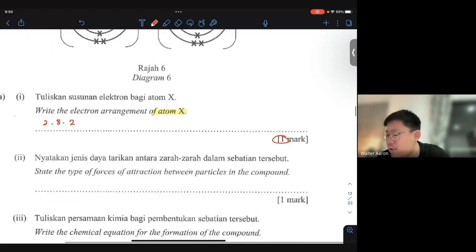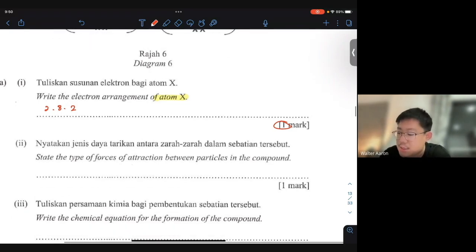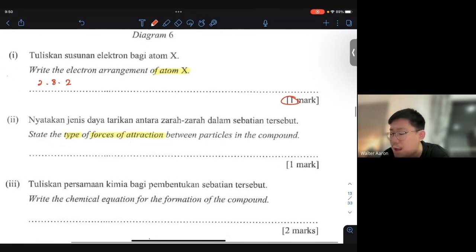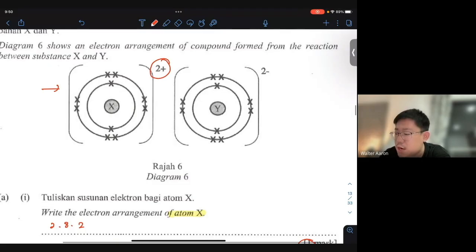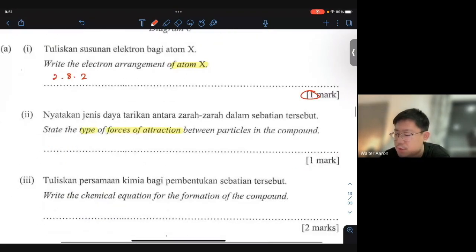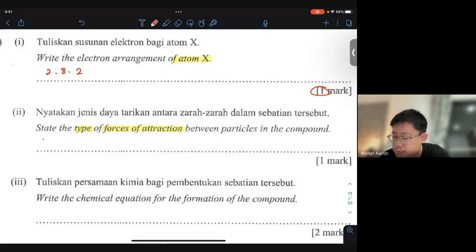Next, state the type of force of attraction between the particles in the compound. If you want to write ionic bonding, I don't think it's suitable. Why? It says here the type of force of attraction. They didn't ask you the type of chemical bond between them. So if you write here ionic bond or ionic bonding, it is wrong. Instead, ions of different charges have this force that attracts them together. The force of attraction, what's it called? It's called electrostatic force. That's a more suitable answer.